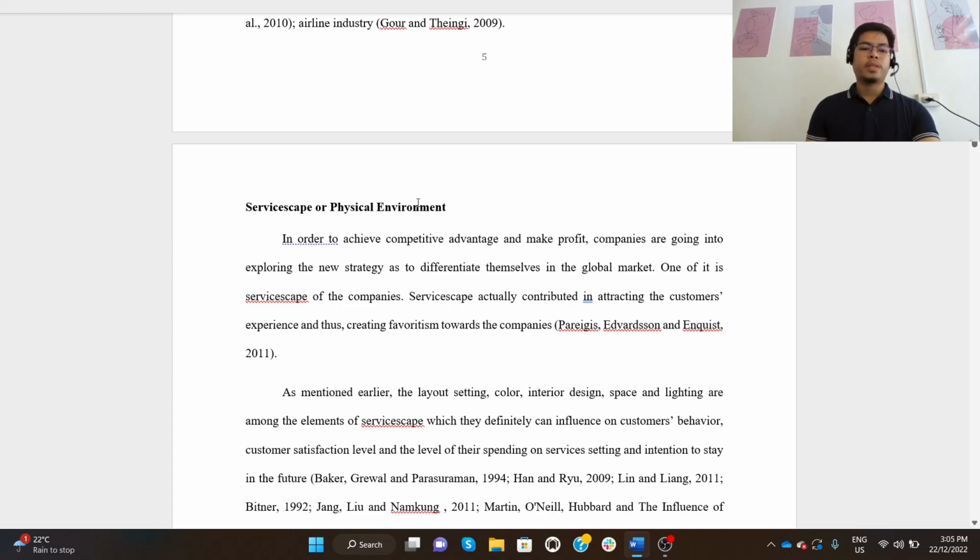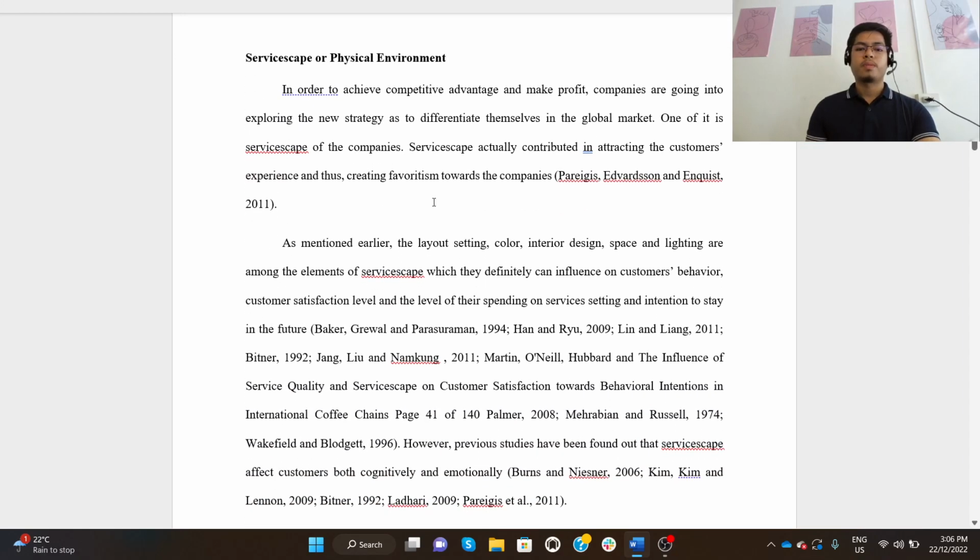Okay, so the third factor or attribute we have is the servicescape, or physical environment. In order to achieve competitive advantage and make profit, companies are exploring new strategies to differentiate themselves in the global market. One of them is the servicescape of the companies. Servicescape actually contributes to attracting the customers' experience and thus creating favoritism towards the companies.